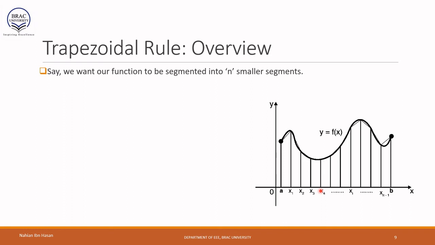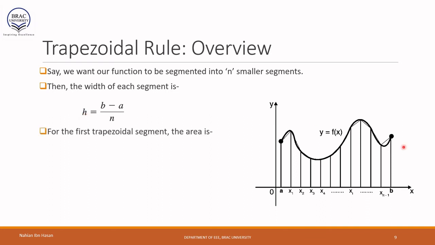So let's say we have a function that we want to divide into n smaller segments. These are the limits a and b, and we want to divide this portion under the curve into n smaller segments. So what is the width of each segment? We can easily calculate it by this formula: the difference between the upper limit and the lower limit, b minus a, divided by the total number of segments. That gives the width of each segment, which is denoted as h.